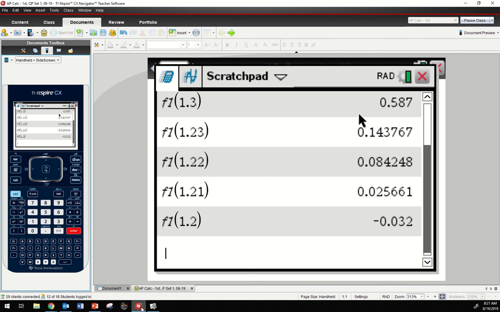So let's go 1.205. Okay, 1. Did you already do this? Yeah. Okay, she's going ahead of us.